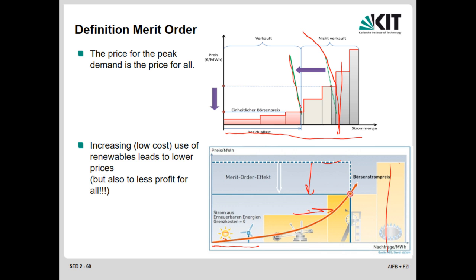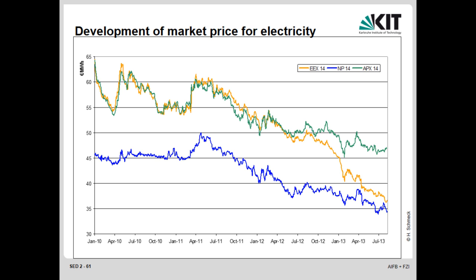Okay, that's the definition of merit order, a very important method for allocating orders on the market. And if we look at the development of market prices, then this is showing the price development until July 13. Meanwhile, this tendency has been going on. I could have replaced this with a newer slide, but it would show the same tendency.